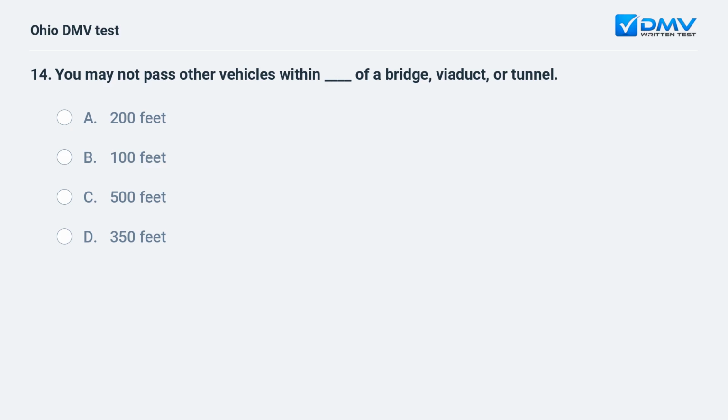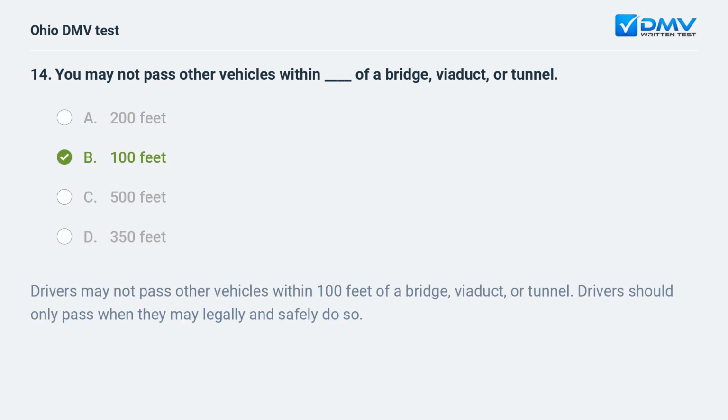You may not pass other vehicles within, fill in the blank, of a bridge, viaduct, or tunnel. A. 200 feet. B. 100 feet. C. 500 feet. D. 350 feet. B. 100 feet. Drivers may not pass other vehicles within 100 feet of a bridge, viaduct, or tunnel. Drivers should only pass when they may legally and safely do so.